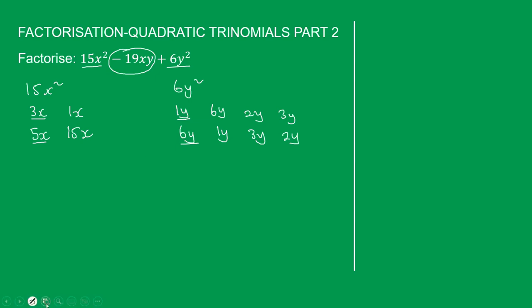I go to the next one. What about this combination and this combination? If I say 5x times 6y, I get 30xy. Then 3x times 1y, I get 3xy. 30xy and 3xy cannot give us 19xy or negative 19xy. Let's leave that. Let's check the next one. And I go to this one now.